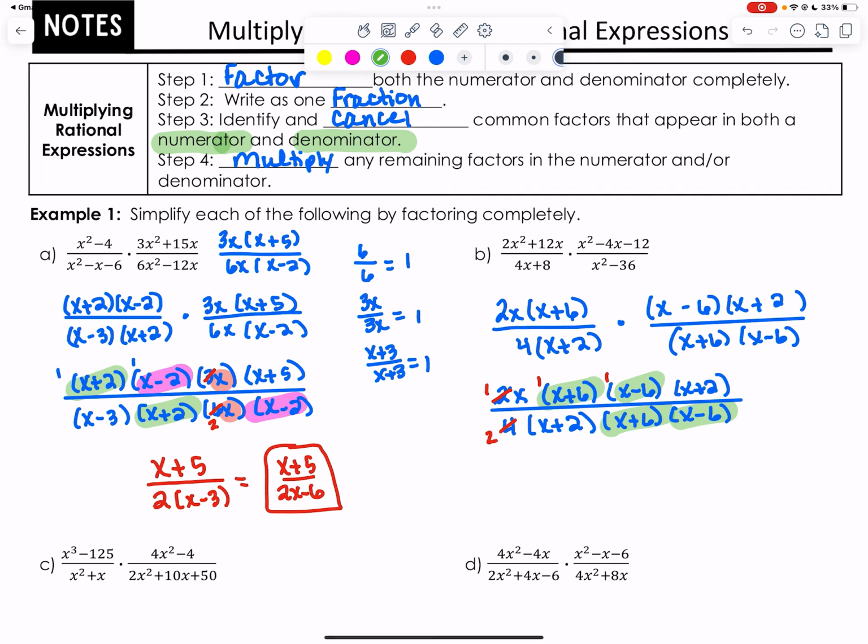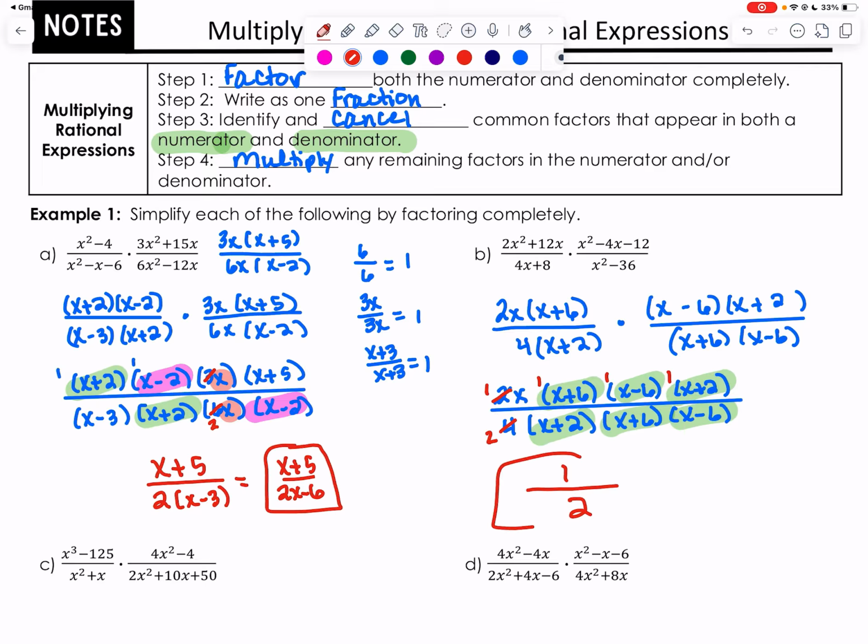Oh, I see something else. x plus 2 and x plus 2 would also divide to positive 1. So that's a positive 1. Okay, I don't see anything else that we can cancel out. So now, step 4, multiply any remaining factors in the numerator and our denominator. So in the numerator, we have 1 times 1 times 1 times 1. So all we have left in the top is a 1. On the bottom, we have a 2. That's it. So believe it or not, all of this simplified all the way down to 1/2.